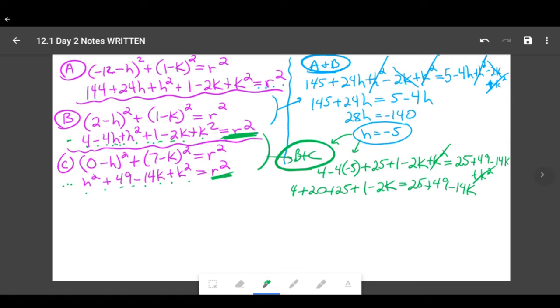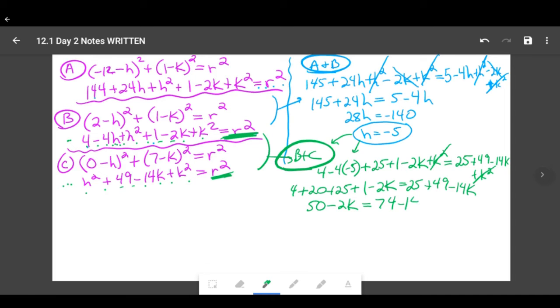So if I clean things up a little bit here, there's a 25. I can add stuff together. So if I add stuff on the left-hand side, I am going to get a nice 50 minus 2k is equal to, what's that?